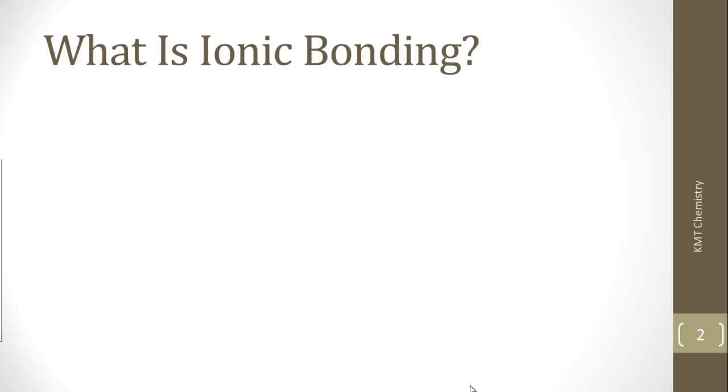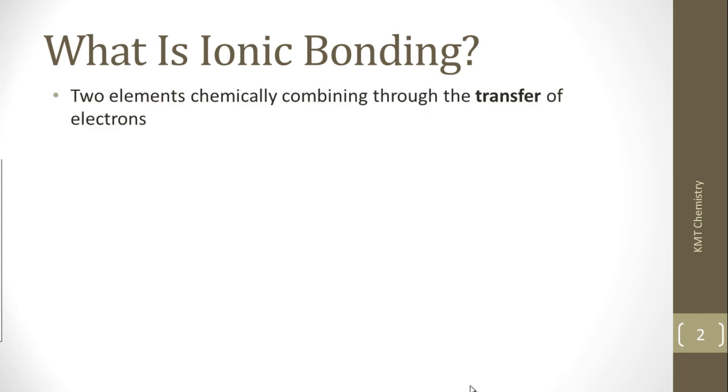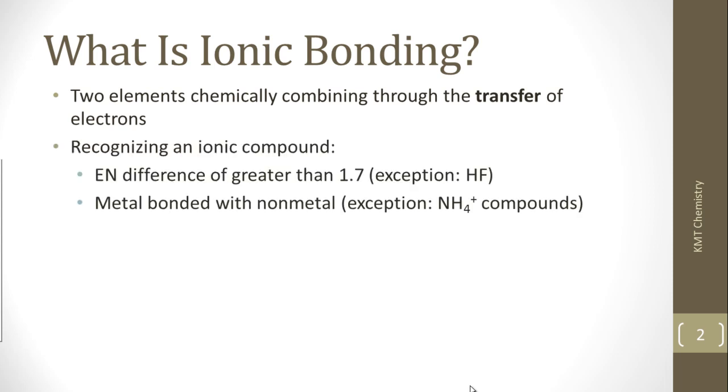So for bonding, there are three types of bonding that we talk about. The first I'm going to talk about is ionic bonding. Ionic bonding takes place when two elements are going to combine through the transfer of electrons. Now, the easiest way to spot an ionic compound is when the electronegativity difference between those two elements is greater than 1.7, although there are a couple exceptions.